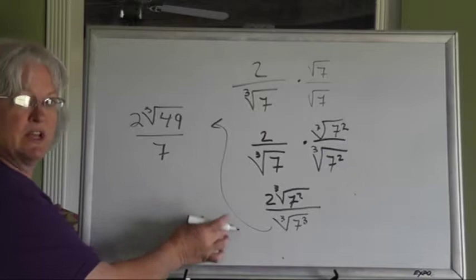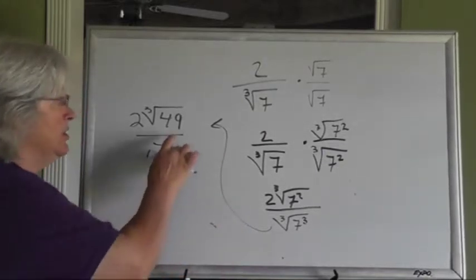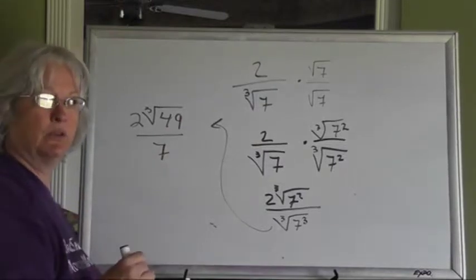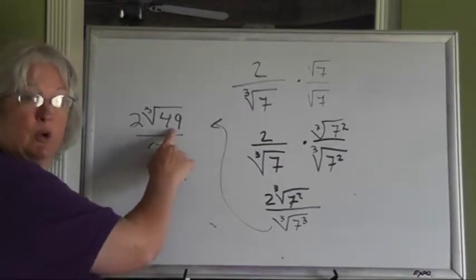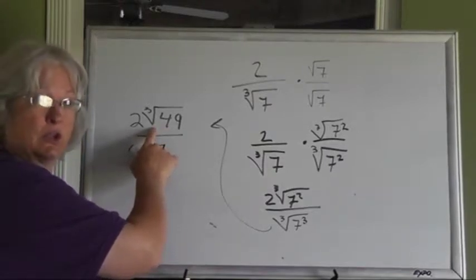This might seem like I really pulled a strange one out of thin air, but this is very representative of what you're doing when you're rationalizing a denominator. You can't simplify that 49. Don't think, oh, well, that's supposed to be a 7. That's what happens if you have a square root, but what you have here is the cube root.